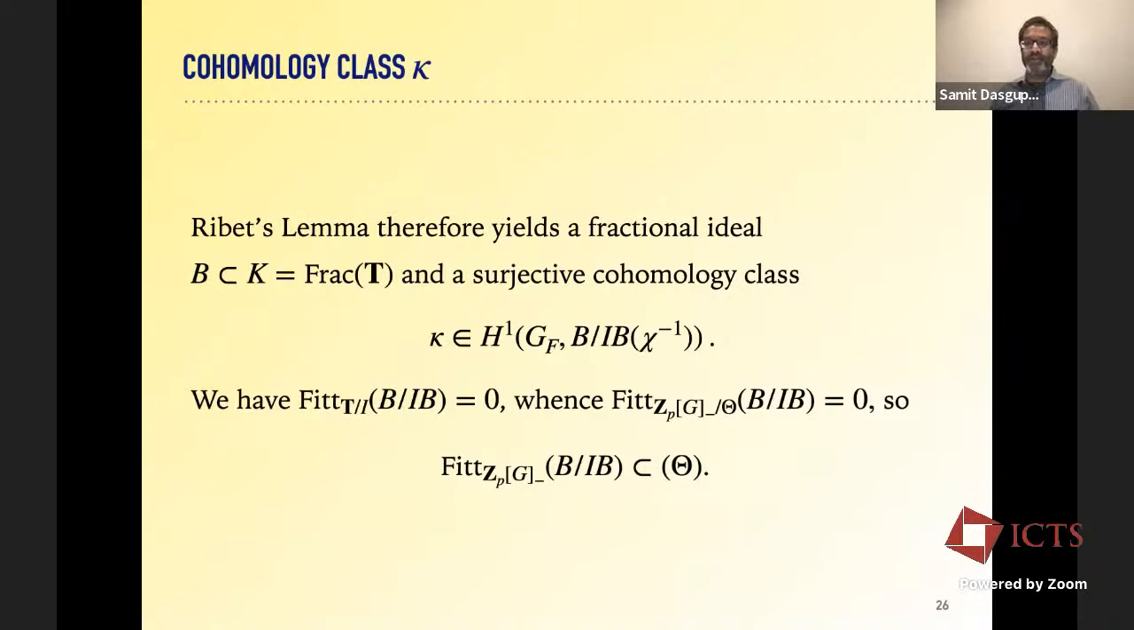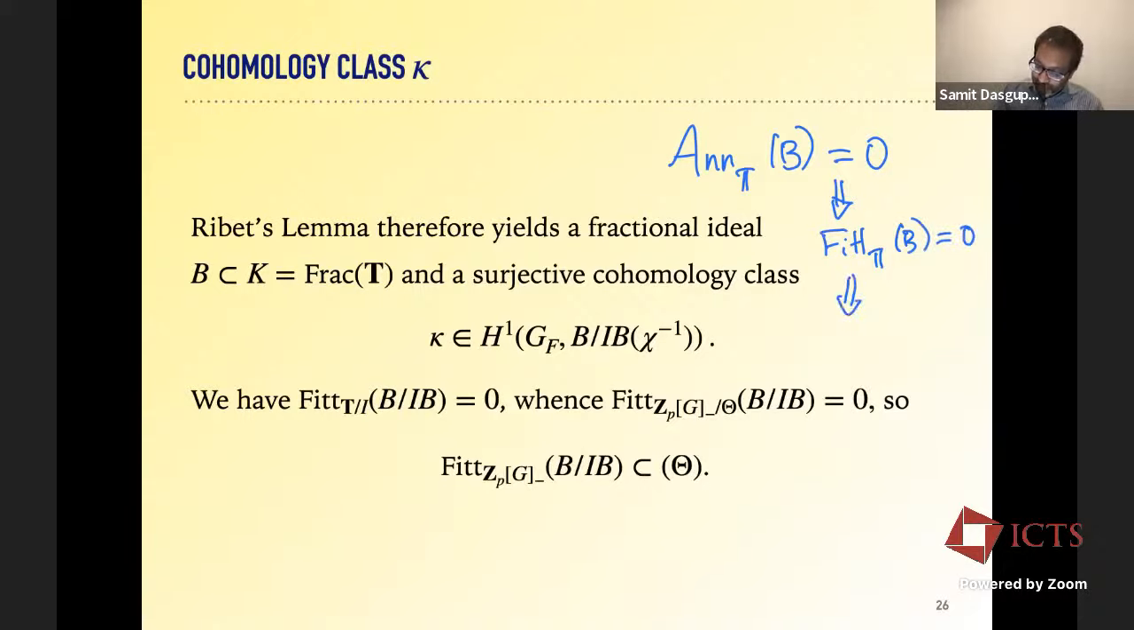It's completely different from what Wiles does, because Wiles' method doesn't work in this context. But let me finish the proof, if you take the unramifiedness of the cohomology class for granted. The point is you have a fractional ideal B, and it's a faithful module. So the annihilator of T of B is 0. Since the Fitting ideal is contained in the annihilator, the Fitting ideal over T of B is 0.